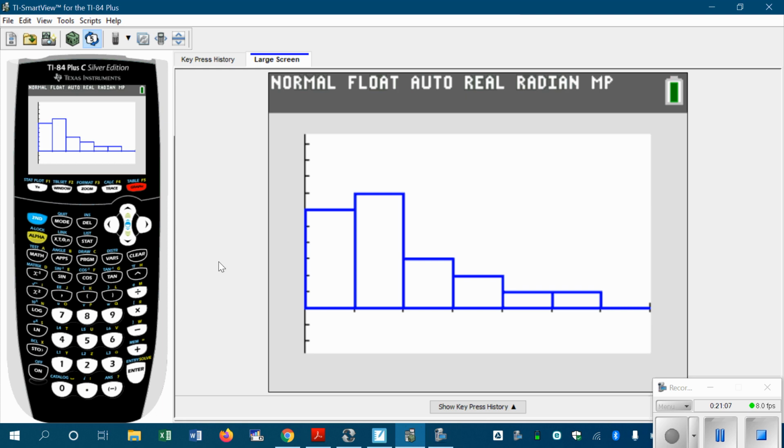But you're certainly welcome to use the default, right? ZoomStat is going to give you something. If you like it, go with it. If you don't like it, overwrite it by going into Window, all right? So that's how you make a histogram on your calculator. You also know how to make the histogram by hand using the rule of thumb measurements, okay?